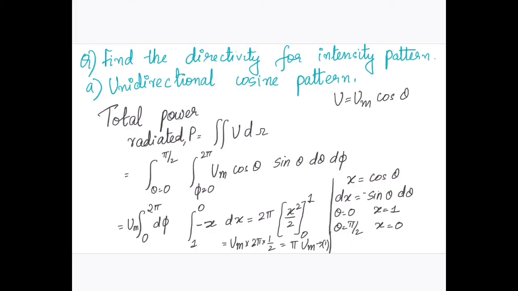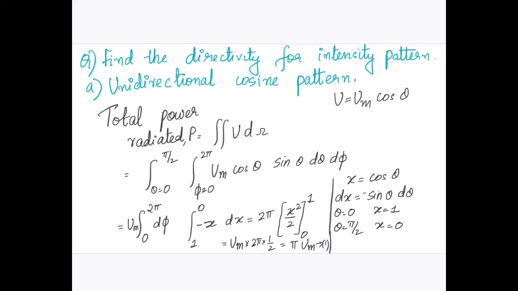For example, consider the directivity for the intensity pattern of a unidirectional cosine pattern. Unidirectional means the pattern is there only in one direction. So let the general equation be U equal to UM cos theta. The total power radiated can be written as the double integral of U into d omega. The general variation of theta and phi is from 0 to pi and 0 to 2 pi. As it is unidirectional, here we have to consider 0 to pi by 2, with U given as UM cos theta and d omega equal to sine theta d theta d phi.